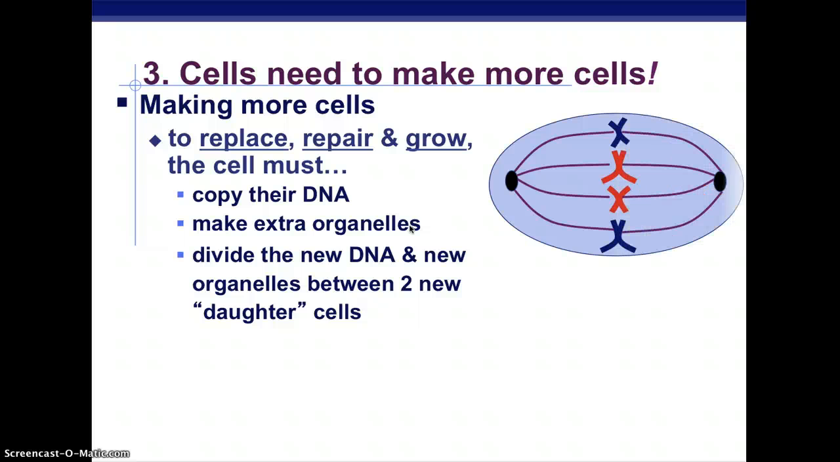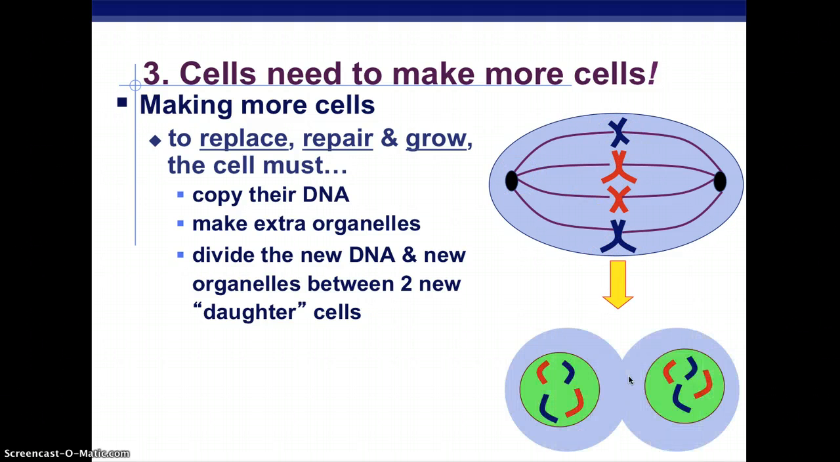So here is our cell. These little X's represent chromosomes or the DNA. And then these little purple lines are going to represent something called the cytoskeleton that will help to divide our chromosomes, going into each new cell, so one daughter cell, two daughter cells, and each of them have a full copy of the chromosomes.